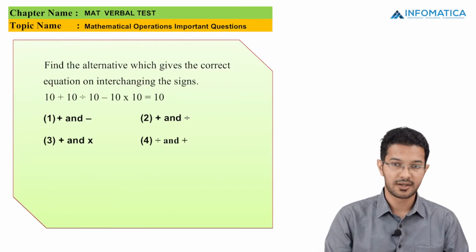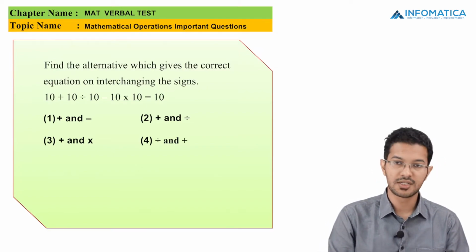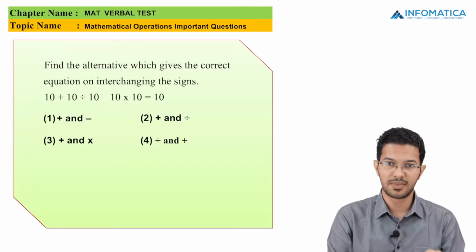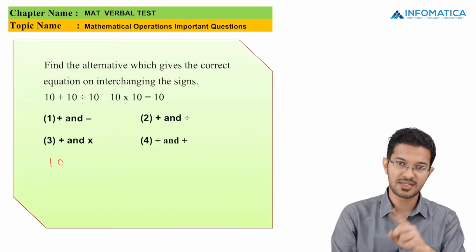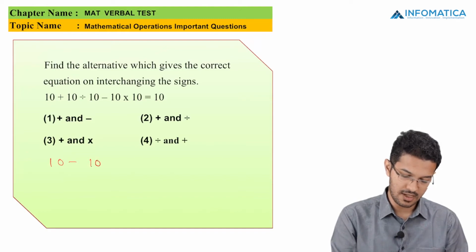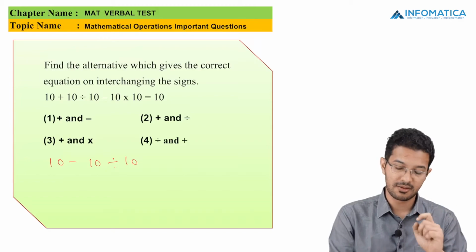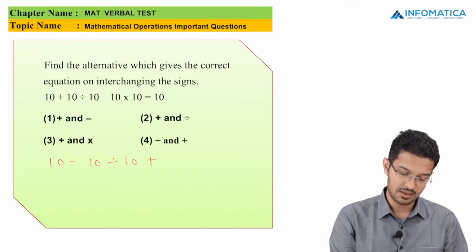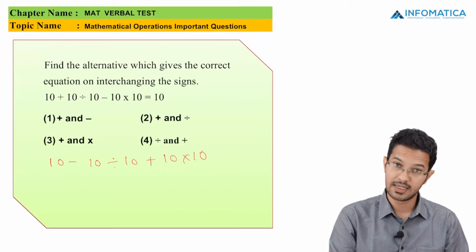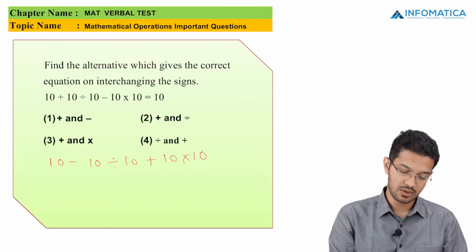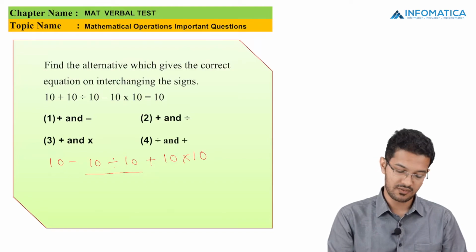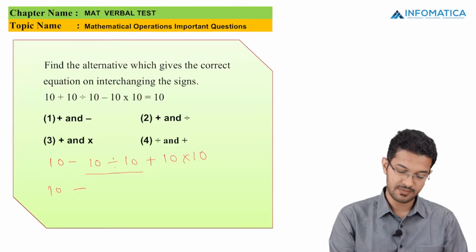So now let me write it down. I have to interchange the plus with minus and minus with plus. So we write down the equation, it is 10. Now in place of plus I write a minus, then 10 divided by 10. In place of minus I write a plus, so plus 10 multiplied by 10. Now I go for the BODMAS rule, so I'll take the division sign first, so that will become 10 minus 10 divided by 10 is giving me 1.